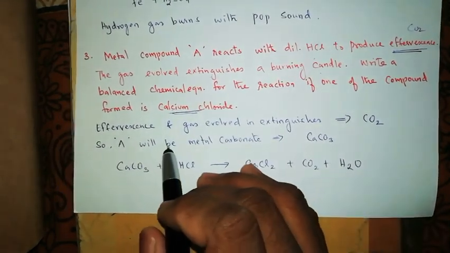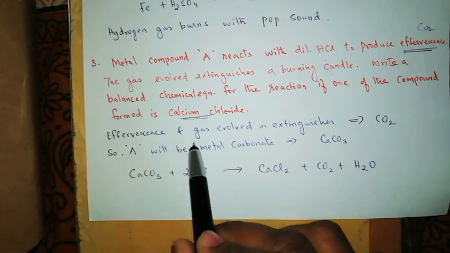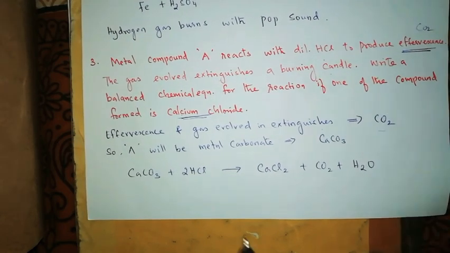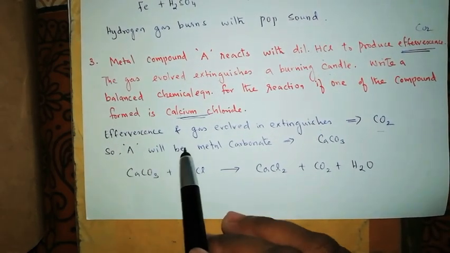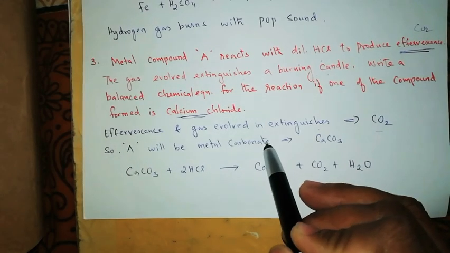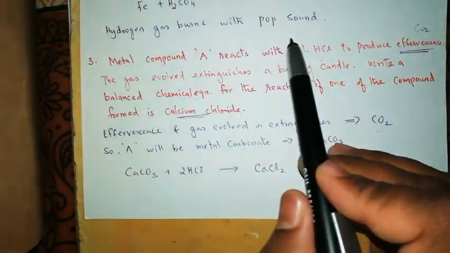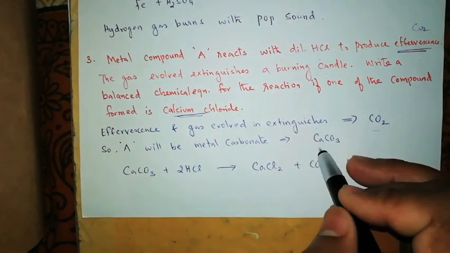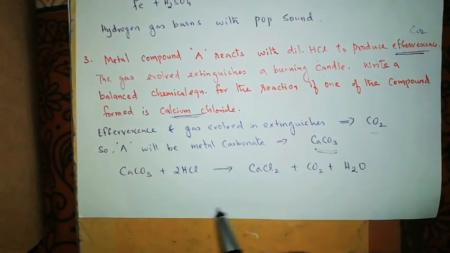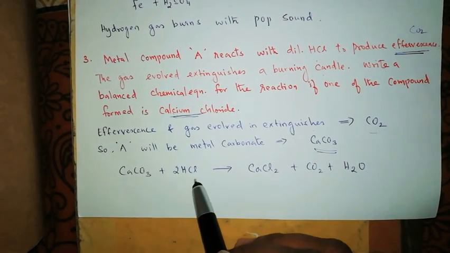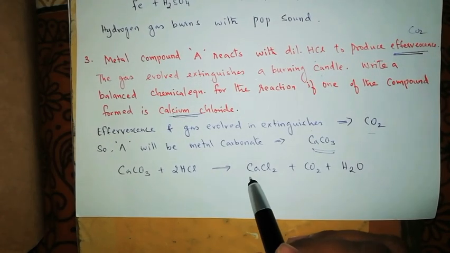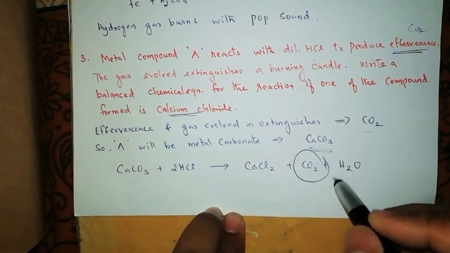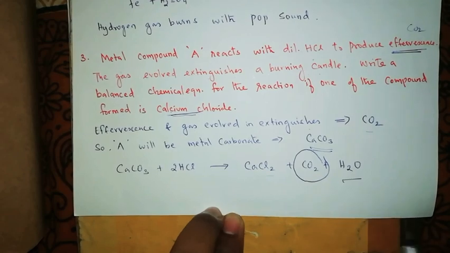Okay, we'll write the answer. Effervescence and a gas that extinguishes a flame is always carbon dioxide. So A will be a metal carbonate, right? Whenever a metal carbonate reacts with an acid, it produces carbon dioxide. So here the metal carbonate is calcium carbonate. Here we write the equation: calcium carbonate reacts with hydrochloric acid to give calcium chloride, which is the salt produced, along with carbon dioxide gas and water.